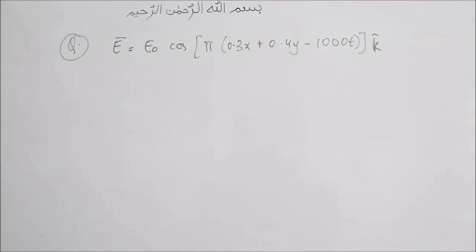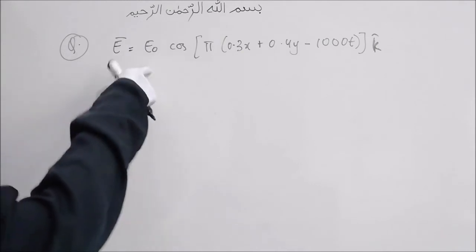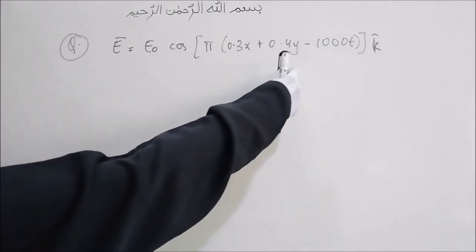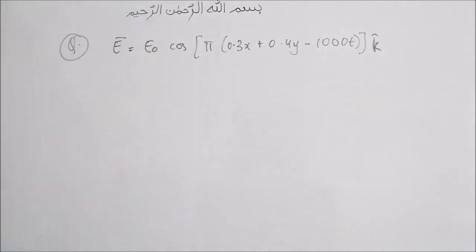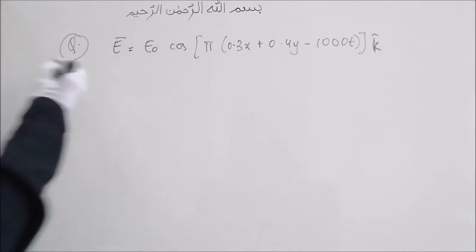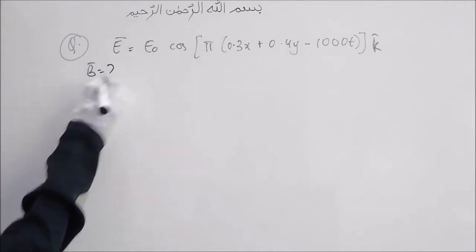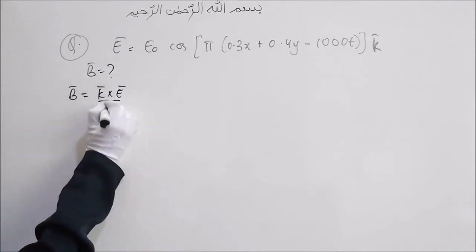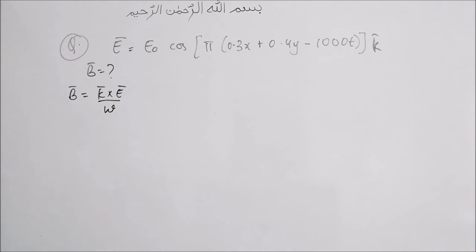Now let's look at an example. The question is, the electric field of an electromagnetic wave is given by E bar equals E naught cos of pi times (0.3x plus 0.4y minus 1000t) in the k hat direction. The associated magnetic field is? We have to find the magnetic field B. We know the formula B is equal to k bar cross E bar divided by omega. But E bar is given. What is k and omega here?